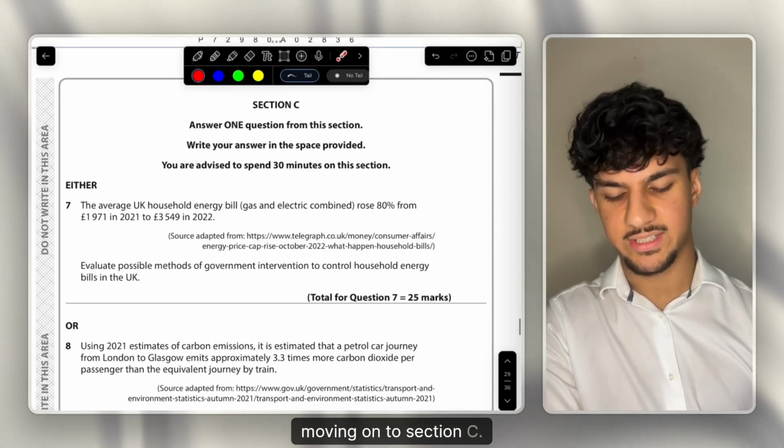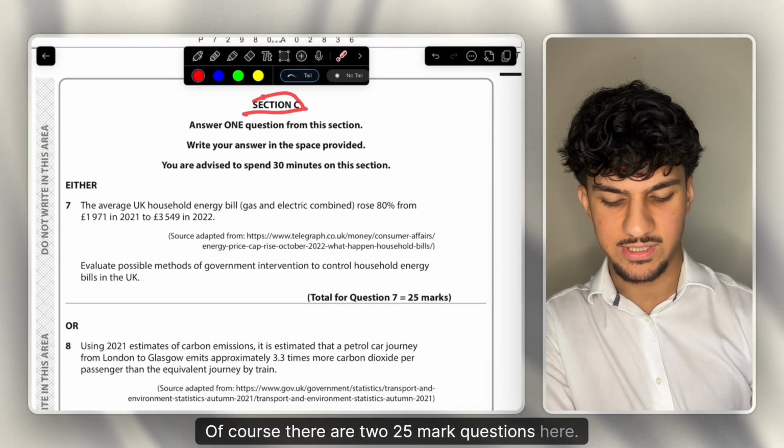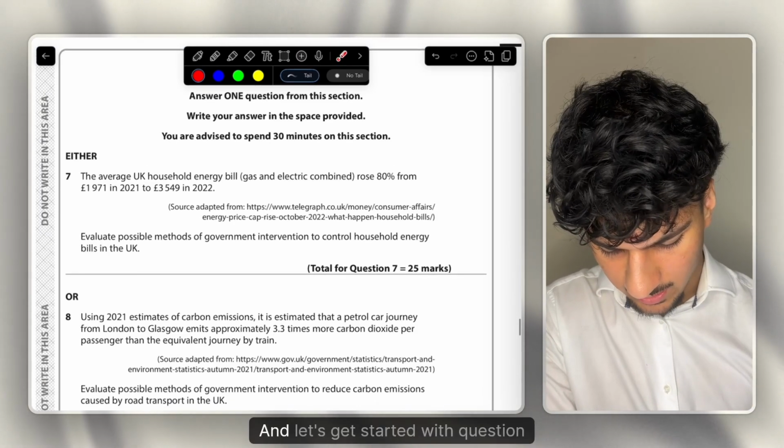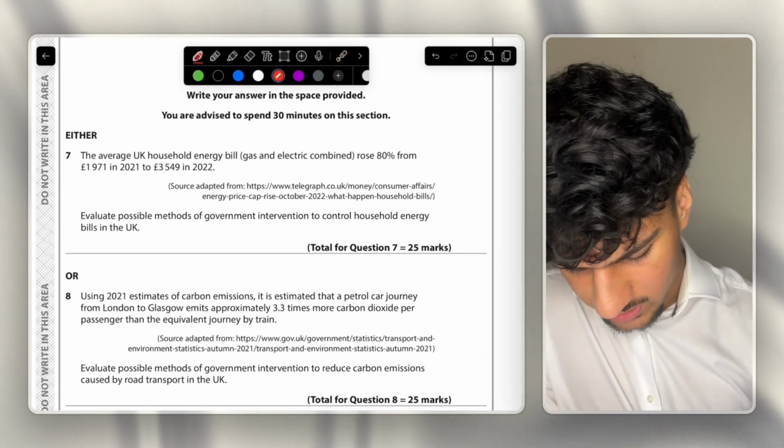Moving on to section C, of course, there are two 25-mark questions here. You pick one, but of course, for practice, we're going to answer both of them. And let's get started with question 7.